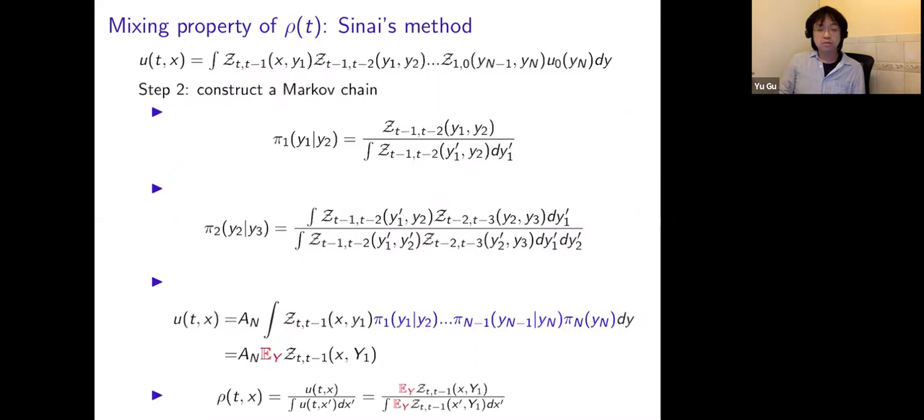Now the endpoint distribution I'm interested in has this ratio here. As I mentioned, it's important to have the ratio, so this constant just disappears. Now I express the object I'm interested in in this compact form. The dependence of my rho on the far away random environment is only through this Y1. So if you want to show that rho mixes very fast, you just need to show that this Markov chain mixes very fast.